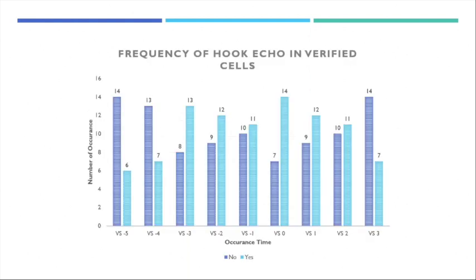Next is the frequency of the hook echo, and the most frequent time to be able to see those was around volume scan 3 to volume scan 0, which makes sense with the VROT calculations, as many cells did not have a couplet before then. 81% of the verified cells had a signature, and 80% of the non-verified cells had the signature. So that further proves that the hook echo should be used if you're on the fence and not used as a tell-all about the tornadicity of a supercell.